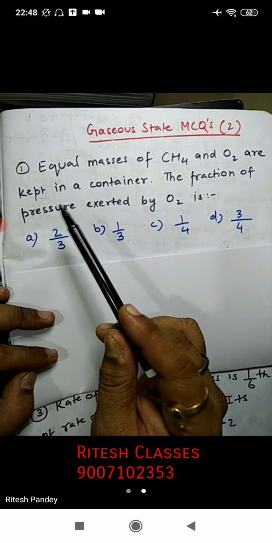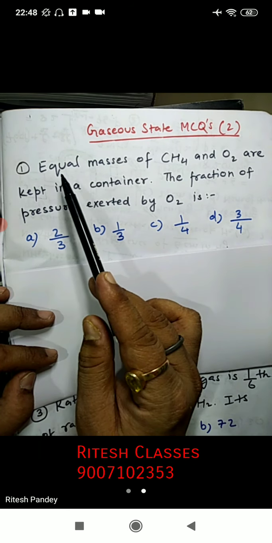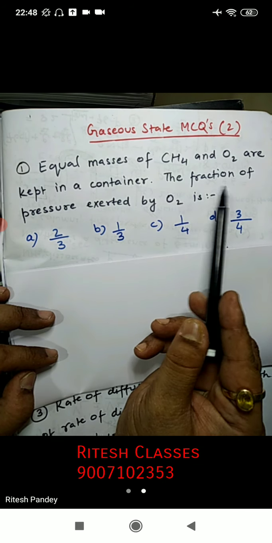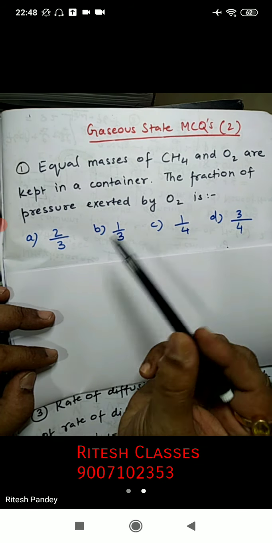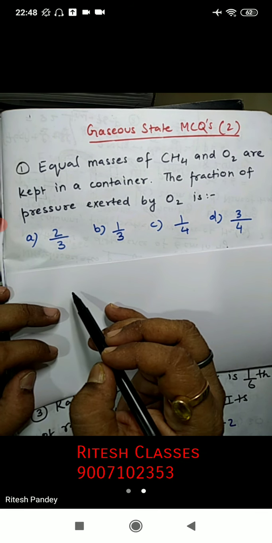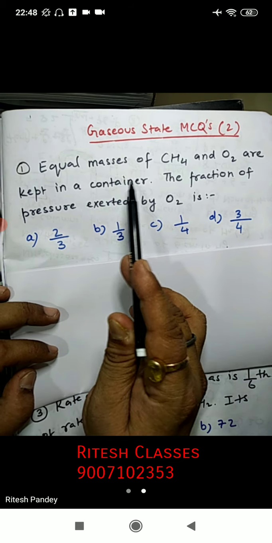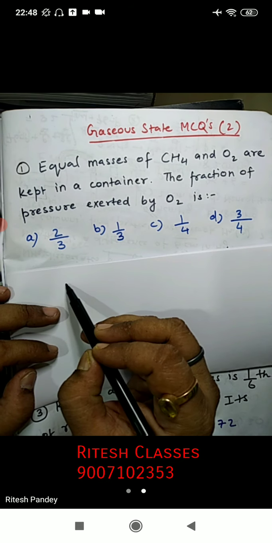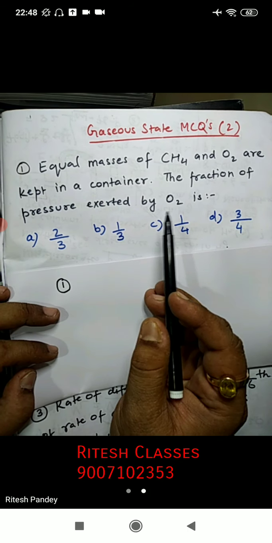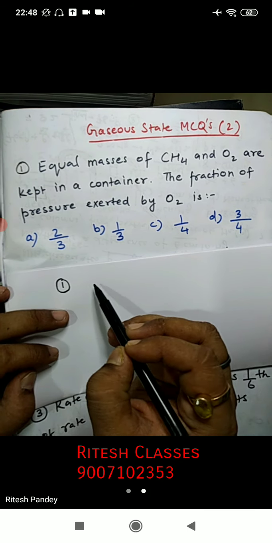We begin with question 1, which reads: equal masses of methane and oxygen are kept in a container. The fraction of pressure exerted by oxygen is. Now, this is a very common, very popular question. Naturally, when you have equal masses of methane and oxygen, you can take it to be W gram. Suppose both methane and oxygen are W gram.